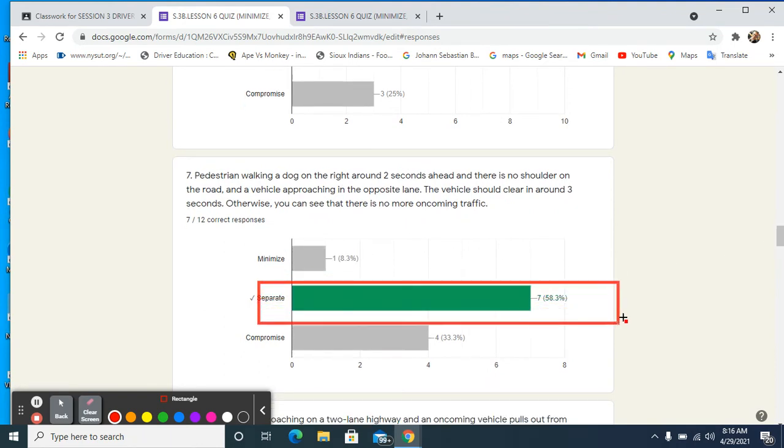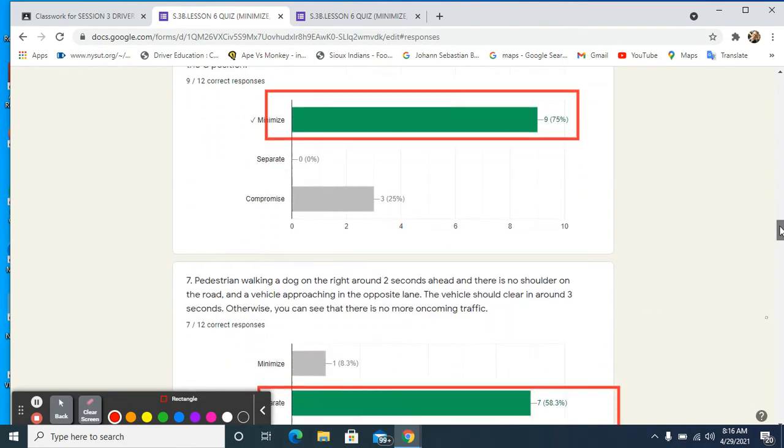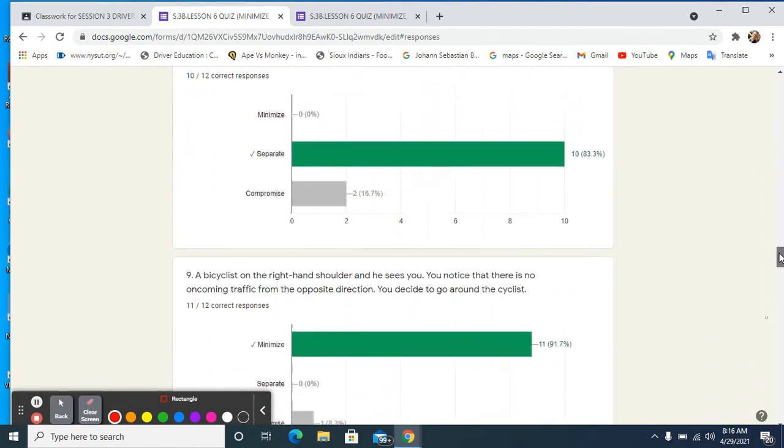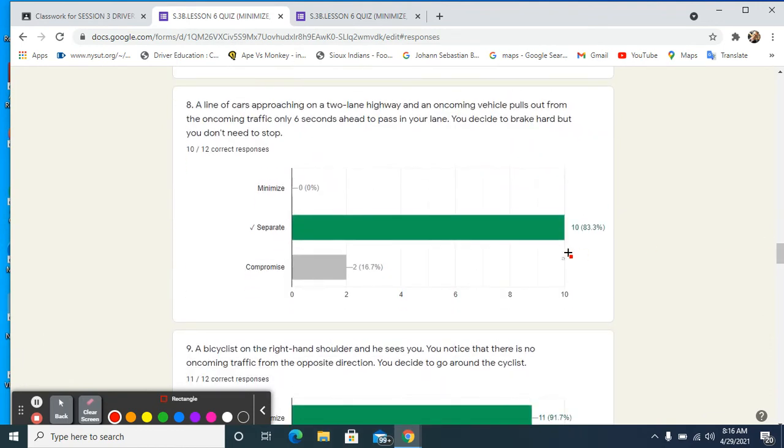58% of us got it correctly. I'd like to see a little bit more of a percentage get that correctly. Okay. All right. Good information for me while I teach this course in the future to really drive home this point.